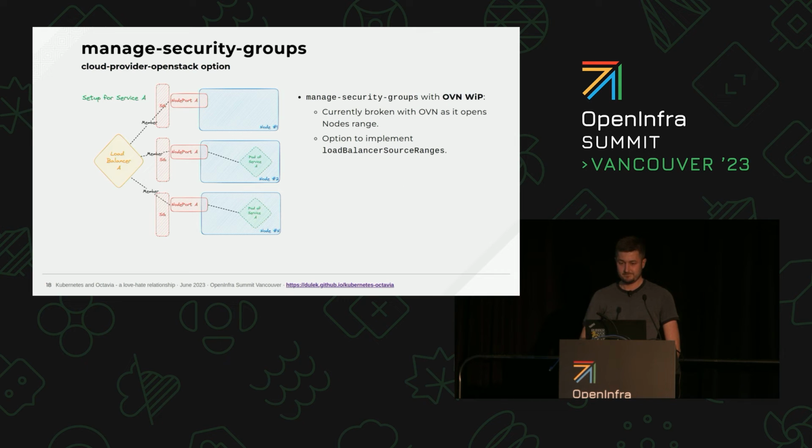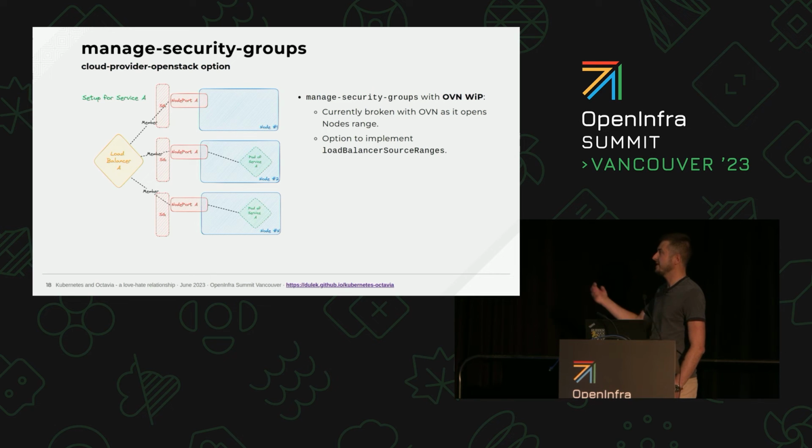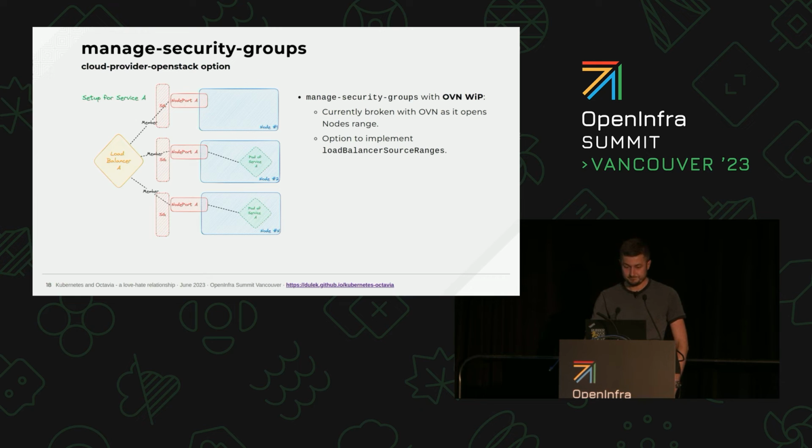Well, that doesn't really work with OVN at the moment. It only opens the nodes range, so it's designed for Amphora. And with OVN, we need to open a broader range. But it's an option to implement the load balancer source ranges, so that if we take into account the load balancer source ranges, we can filter based on that option on the security group of the members. So this is something I'm working on at the moment in the cloud provider OpenStack.